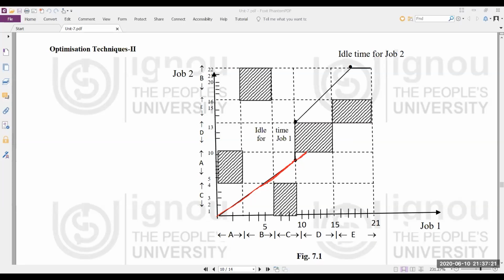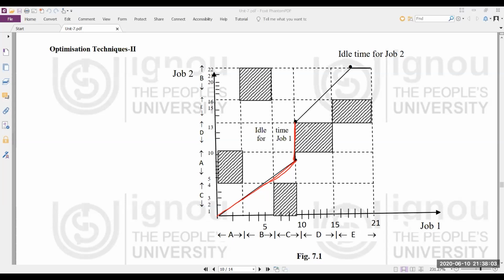Then we cannot move diagonally, so we move horizontally. But in this process we have left the E and B machine, so it cannot be possible. We have to go through all the machines, so we cannot move in such a way. So again we try to move diagonally and stop there and move vertically. Move vertically means that the processing is on job 2 while job 1 is idle.